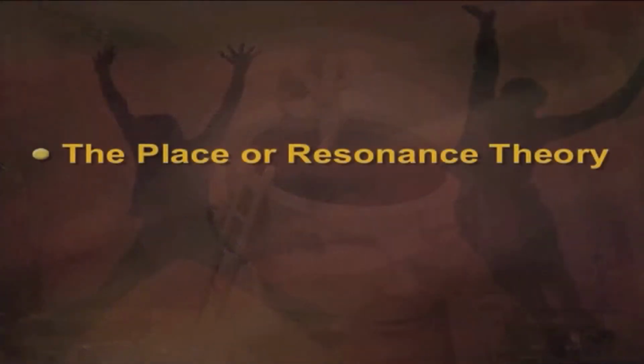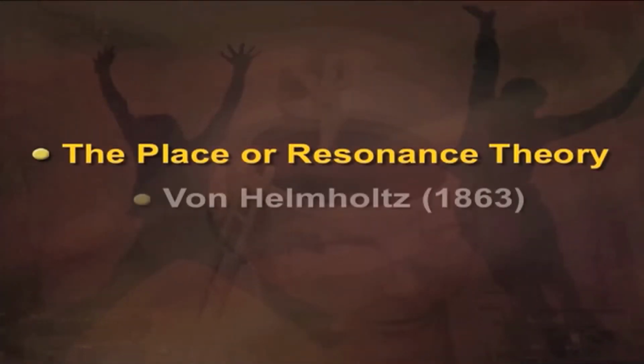There are three basic theories of hearing. Number one is the place or resonance theory. This theory was proposed by von Helmholtz in 1863. He says that the cilia that are present in the basilar membrane, we already noted what the basilar membrane is, that is the membrane in the cochlea which differentiates between the cochlear and the tympanic canal.